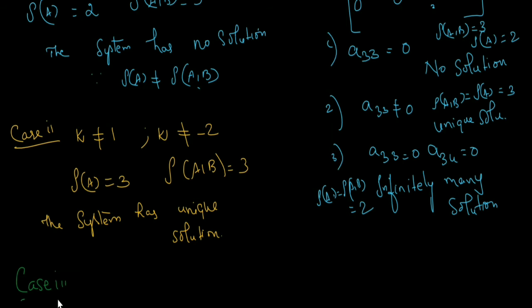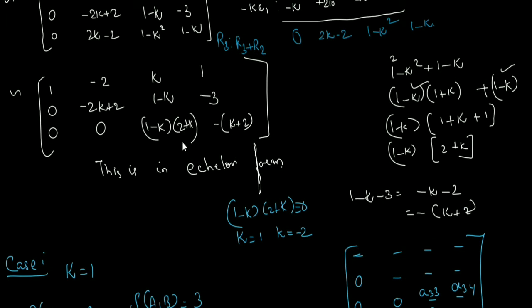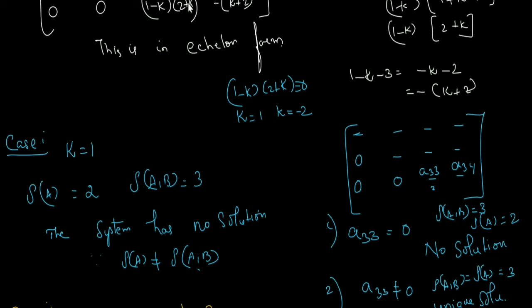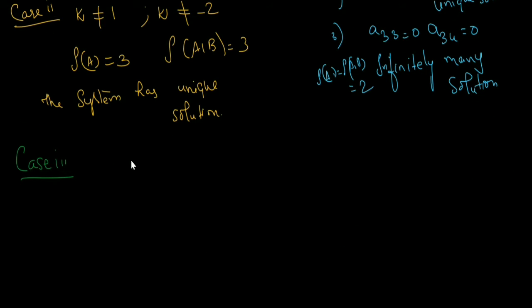Case 3. Case 3 is both are equal to 0. A33 is 0, A34 is 0. When will this become 0? Not when k is 1. When k is minus 2, this will become 0, right? When k is minus 2, both should become zeros. So k is minus 2 will make this 0 and this also 0. That is case 3. Both should become 0, and that is possible only when k is minus 2. So case 3 is k is equal to minus 2.